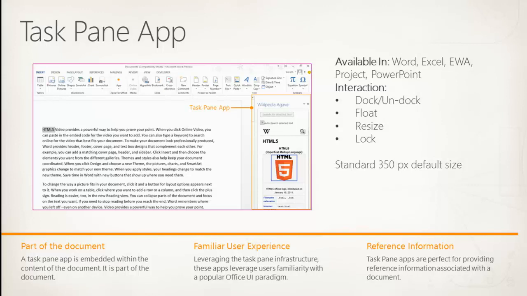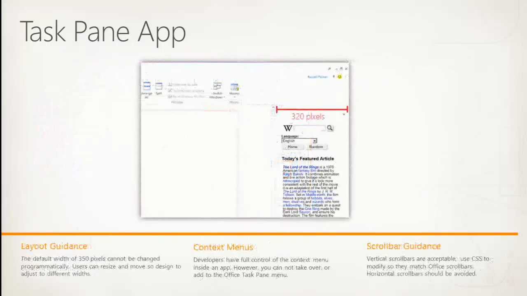And those open at a standard 350 pixel default size, which means you have, with the chrome around the outside, 320 pixels. So you want to make sure when you're developing your app that it starts at that width and looks great.